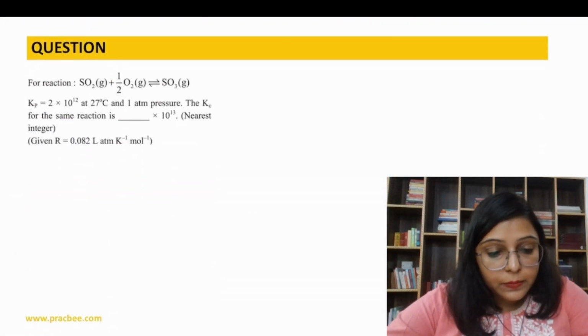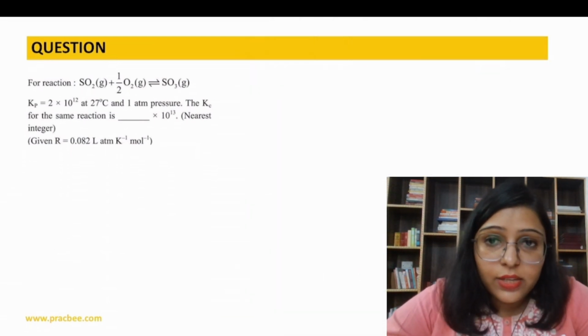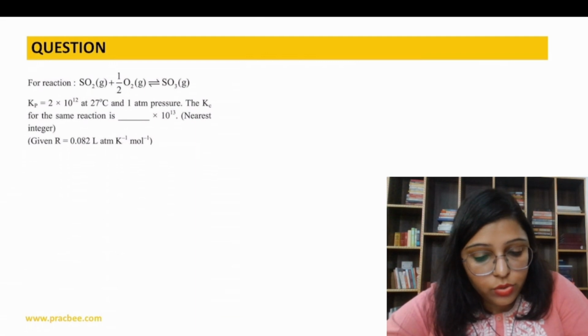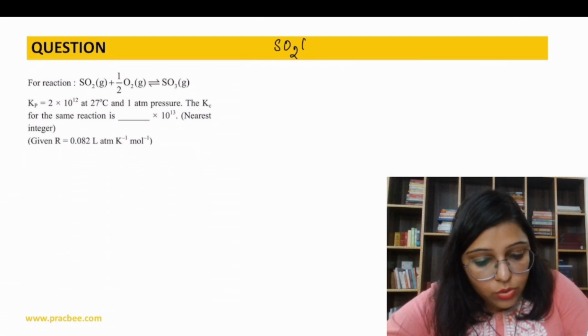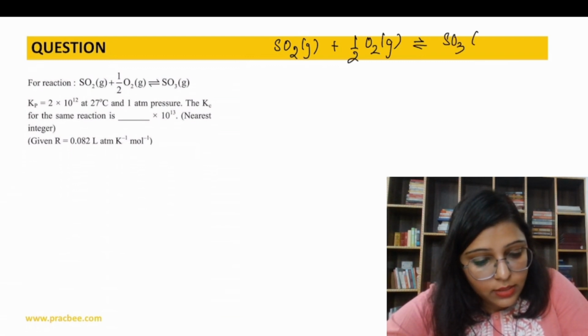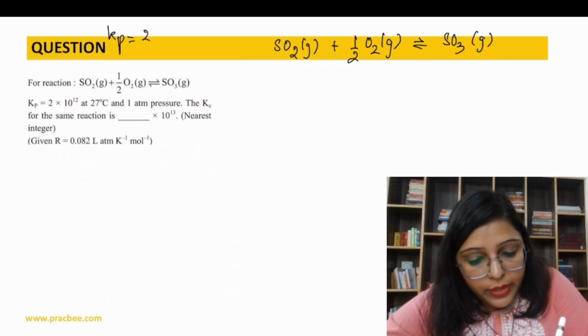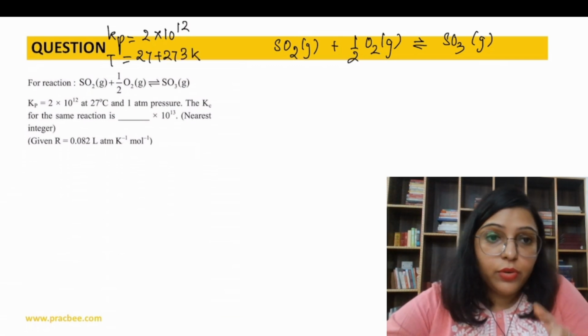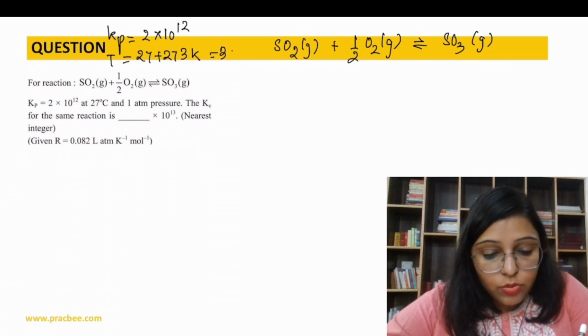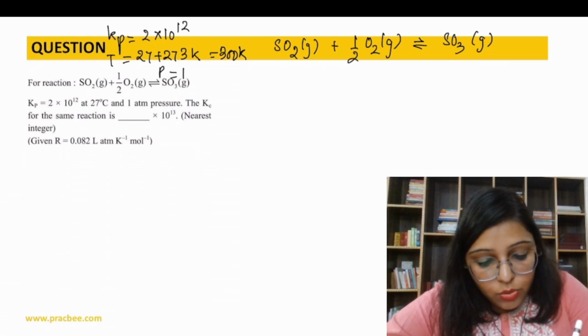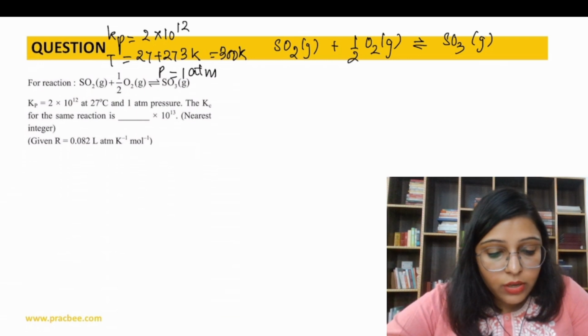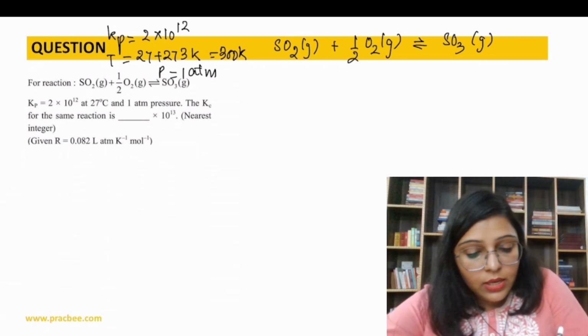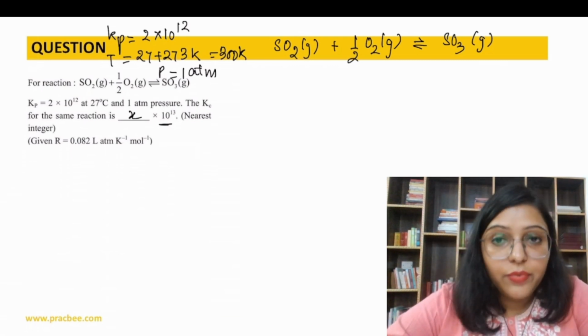Let's discuss next. So we have, for the reaction SO2 gas plus half O2 gas, it is converted to SO3 gas. Perfect. Kp is equal to 2 into 10 to the power 12, and temperature is 27 plus 273. We have to take temperature in Kelvin always. So that is equal to 300 Kelvin. Pressure is equal to 1 atm. So we have to find out Kc for the same reaction, and the answer is going to be like x into 10 to the power 13, है ना? So we have to find out the value for x.